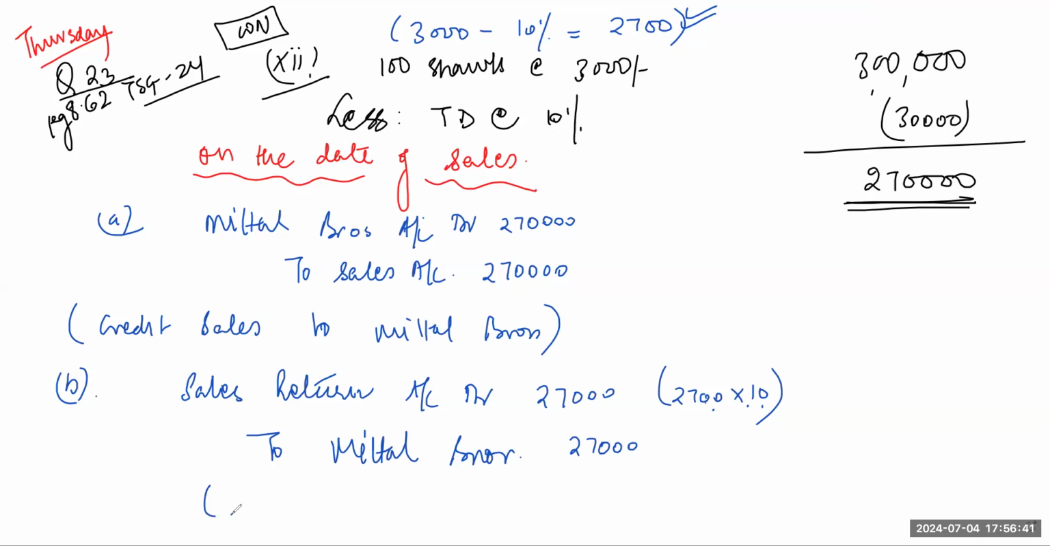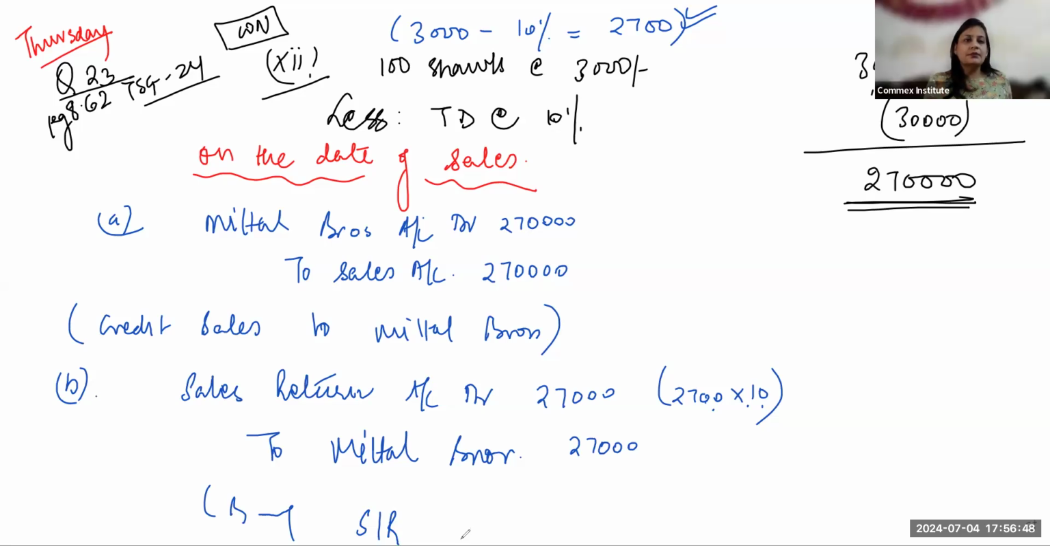Ma'am, along with trade discount, they had also mentioned a cash discount, right? The cash discount relates to the date of the payment. The stipulated time period was 14 days, and they are making the payment within 10 days, so they will be eligible for the cash discount. But the cash discount entry will be put on the date of payment, that is on the 10th day, right? Sales return made.